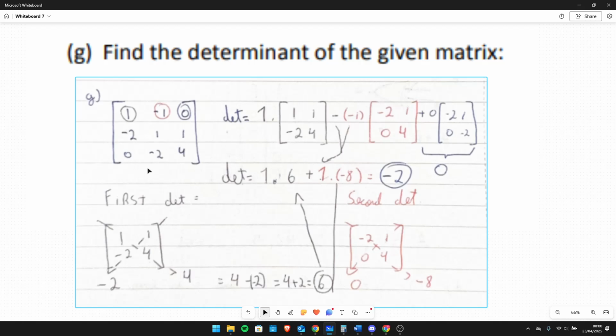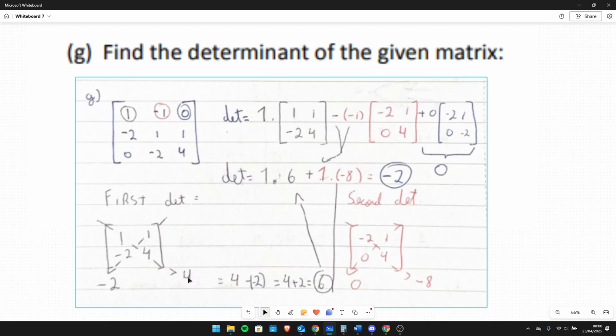So erase that, get this 2 here, and then you get the determinant. The third one you add plus. So in this case it's 0, so you can forget about it, but in case it's different, it's plus, and then you put, I don't know, 1, and then the determinant and calculate it again. So here you have the first determinant, this 1 times 4, 4, 1 times minus 2, minus 2.